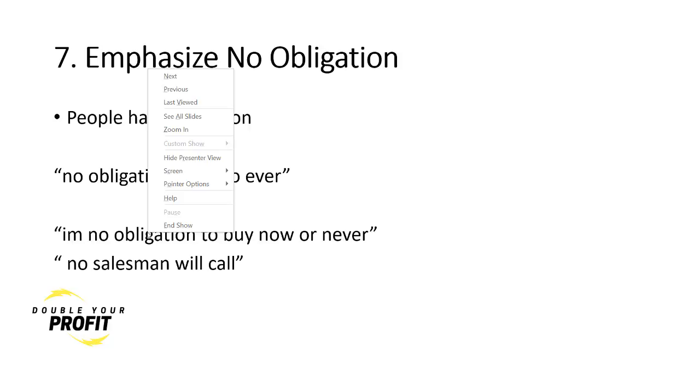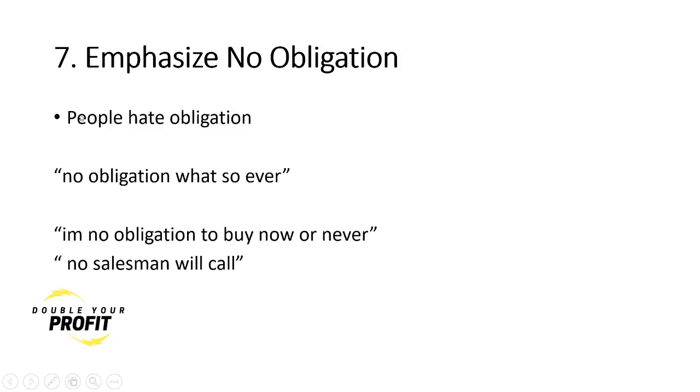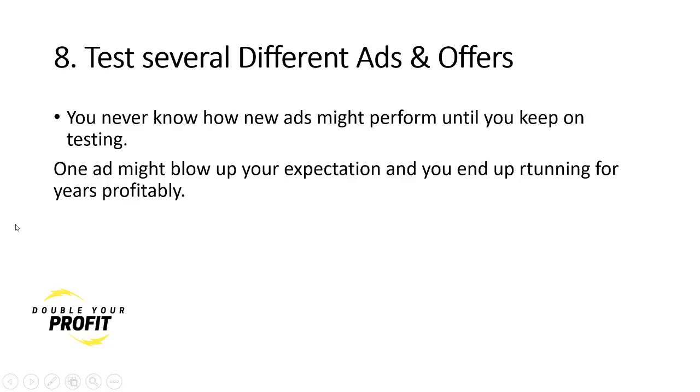The next thing you can do is to test several different ads and offers. Okay, you never know how new ads might perform until you keep testing new things. One ad might be performing very well, but then you put up another ad and that ad just beats that one by 5-10 times. You never know. So once you have a success, let that run, but also test out different offers, test out different ads to see which one works better. That's number 8. Keep testing.